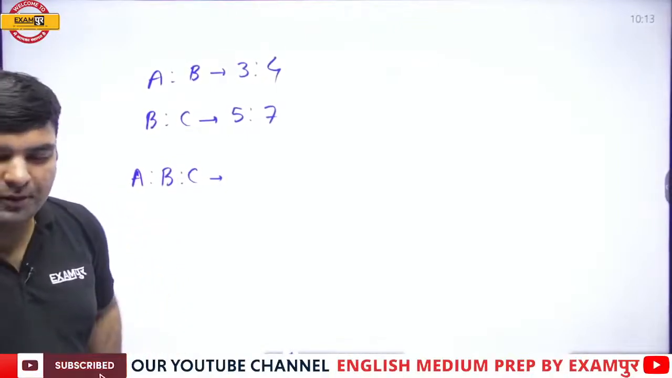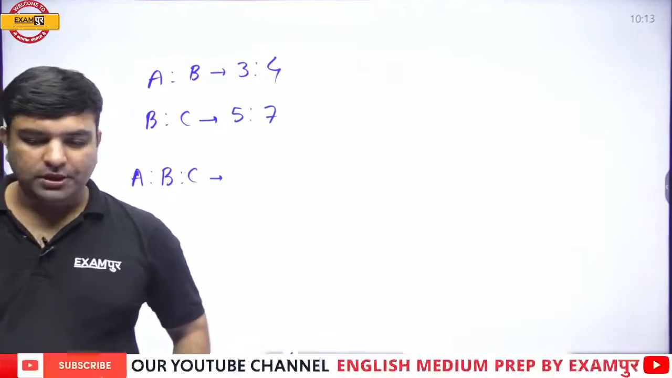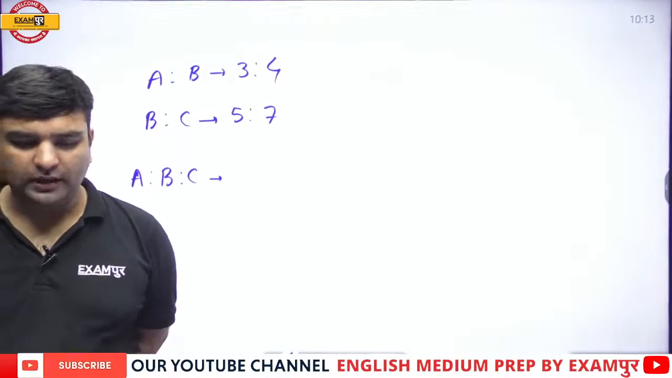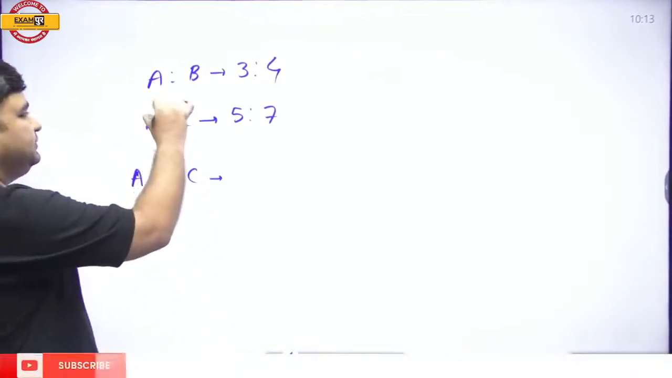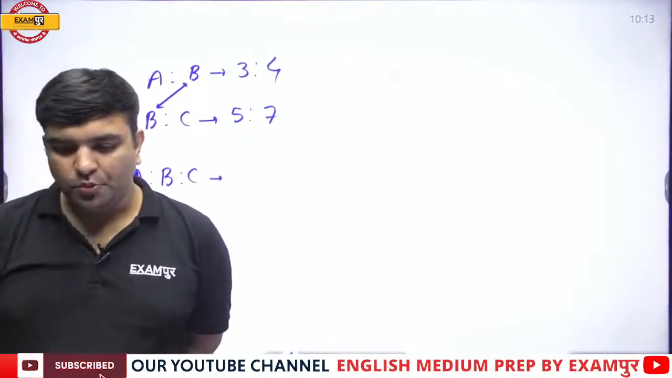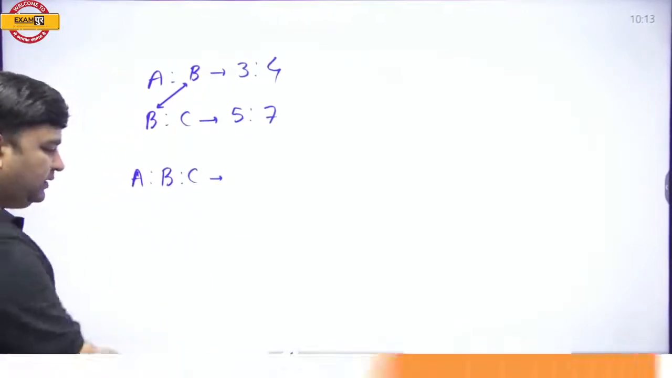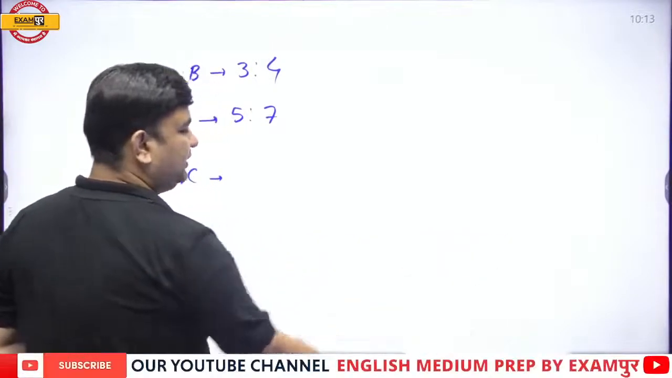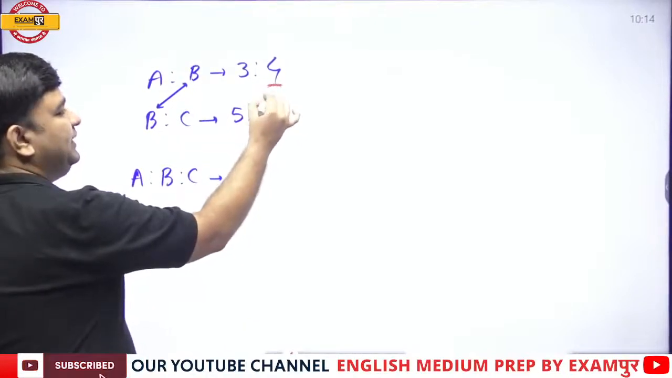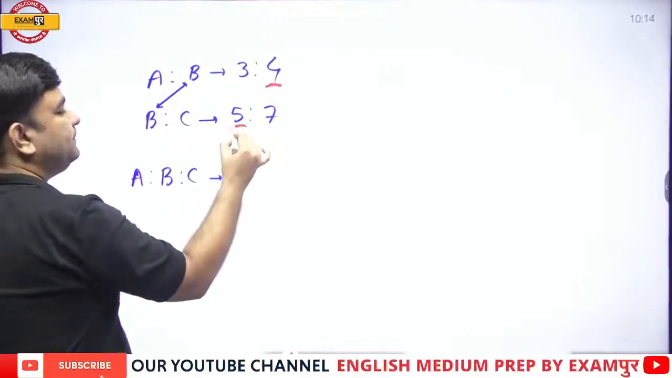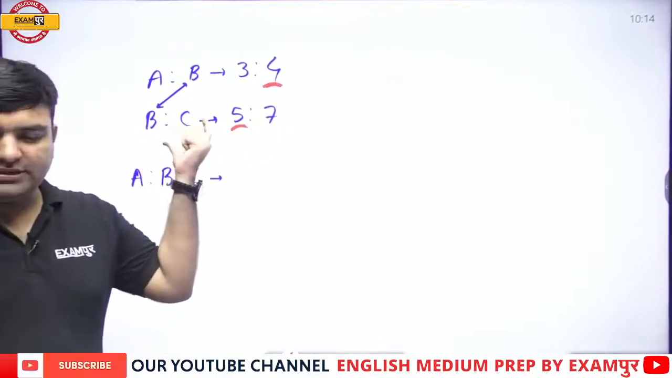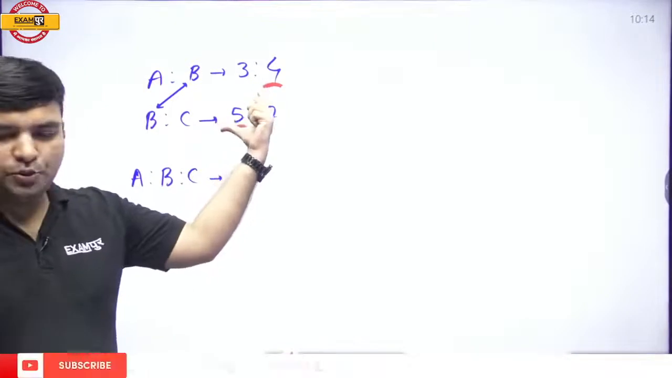Guys, could you connect the ratios? Yeah, you can connect the ratios because there is a connecting link. B is common to both. If B is common to both, we can connect the ratios. But the new thing is that if the connecting link is there, its value should also be the same. Obviously, this is the bridge, so its value should also be the same.